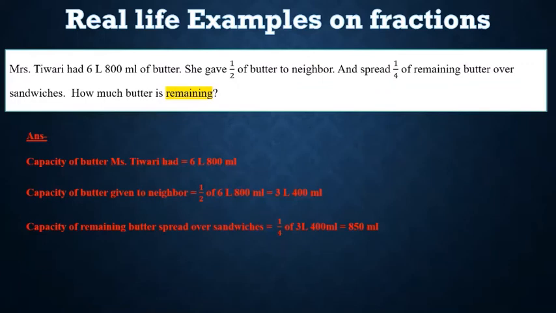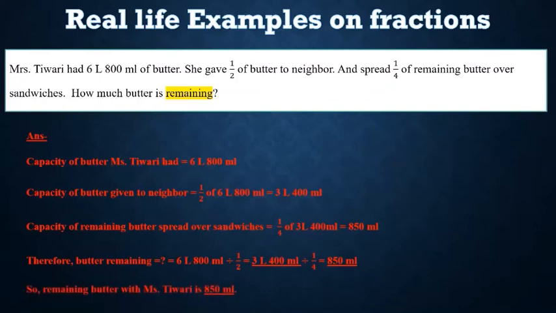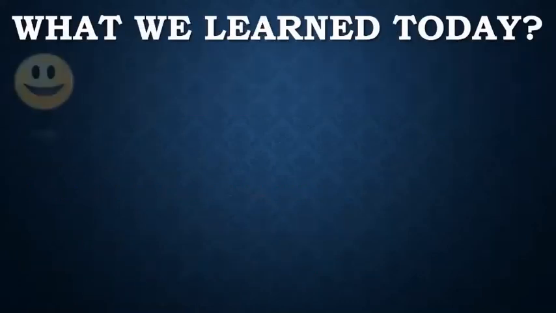850 ml. Therefore, the butter remaining is equal to 6 liters 800 ml divided by 1 by 2, which is equal to 3 liters 400 ml divided by 1 by 4, which is equal to 850 ml. So the remaining butter which Miss Tiwari had with her is 850 ml. So what did we learn today?